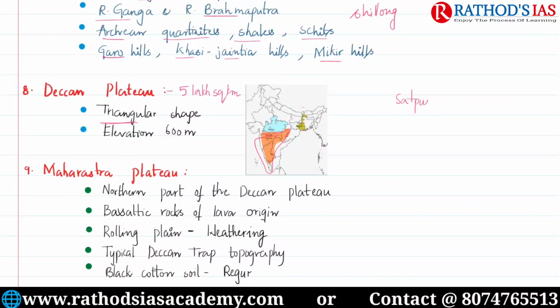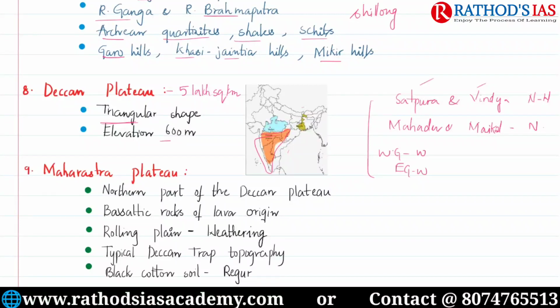and it is bounded by Satpura and Vindhya, which are present towards the northwest, and Mahadev and Maikal, which are present in the north. Next is the Western Ghats towards the west and the Eastern Ghats towards the east. So these are the boundaries.